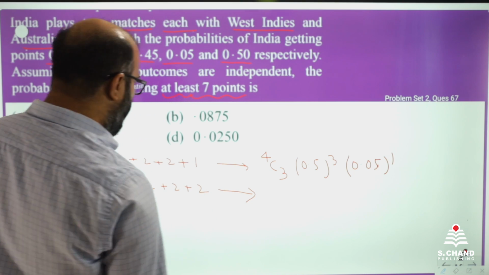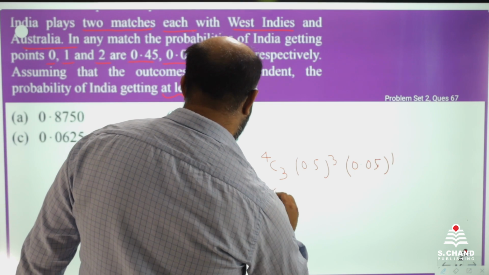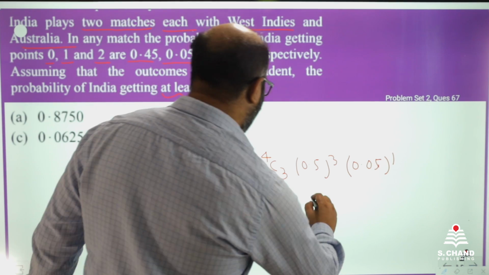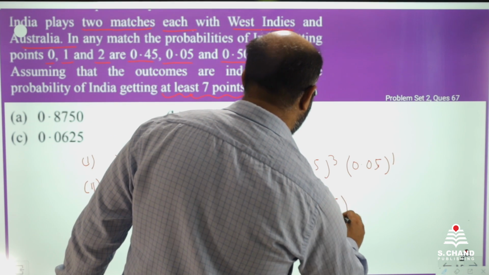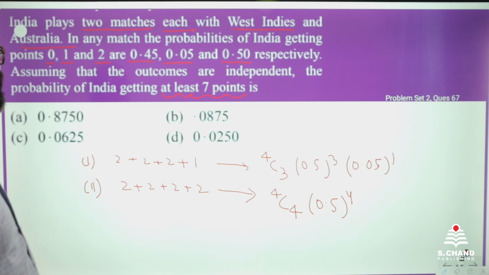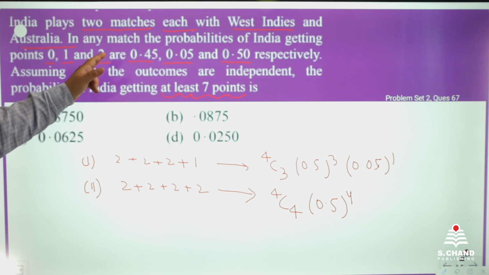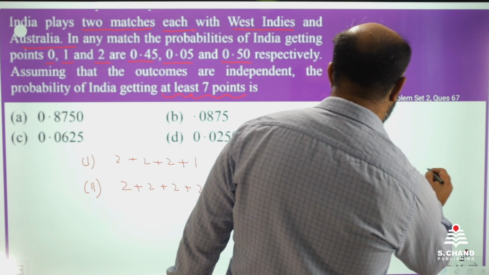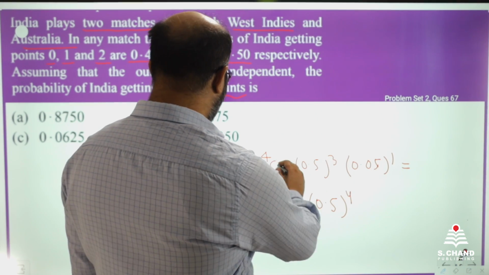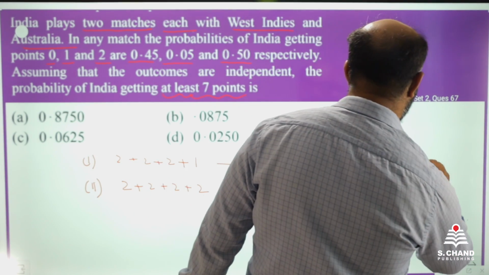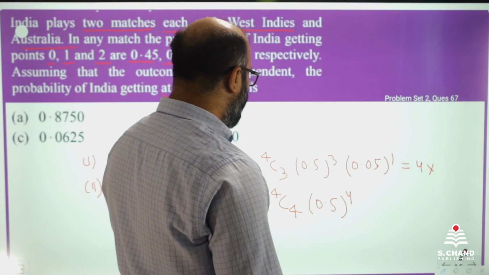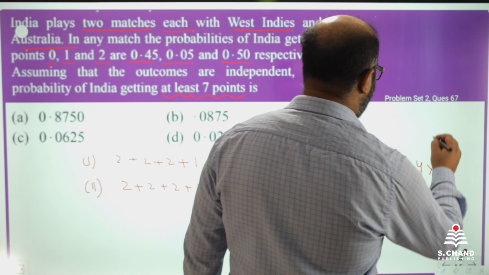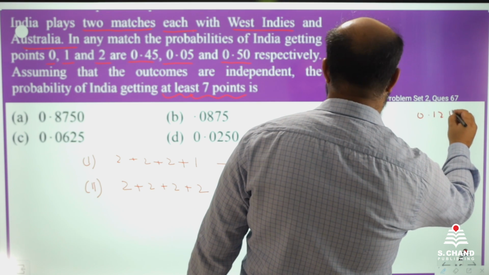Similarly, for all the 4 matches, it will be 4C4 and 0.5 to the power 4. That is 2 points in all the 4 matches. This is 0.5 to the power 4. So when you calculate, you will get 4C3 as 4, and 0.5 cube is 0.125, into 0.05.